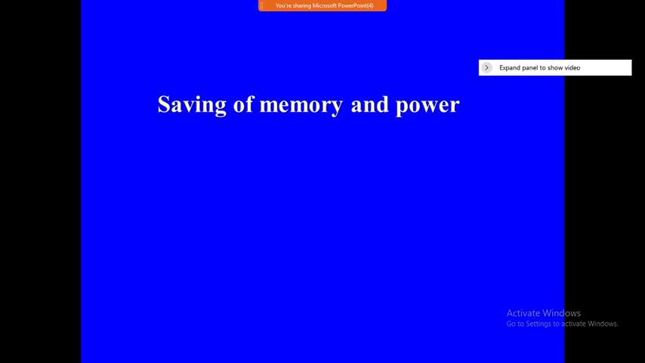Next is saving of memory and power. You have to use the functions that save the memory and the power. Use a compressed data structure provided with a decompression algorithm. Using the compressed data is going to save the memory. A compressed data structure takes less memory in the system. If you compress the data, it will take less memory.